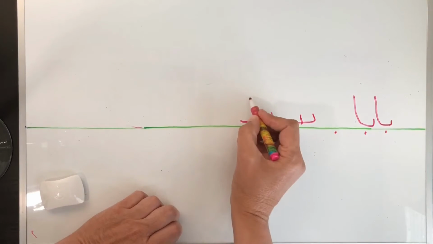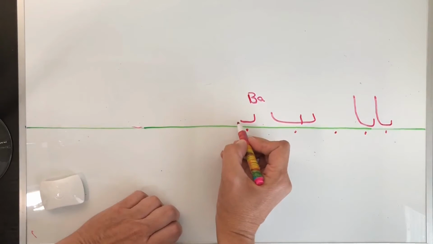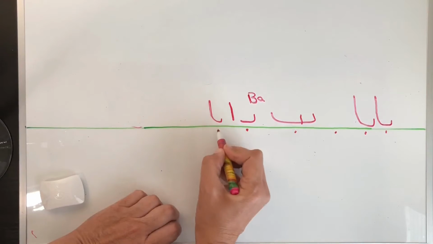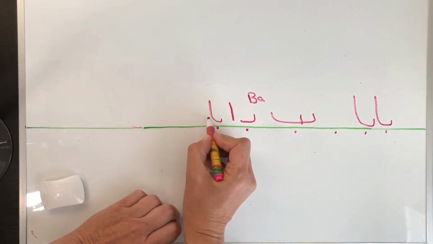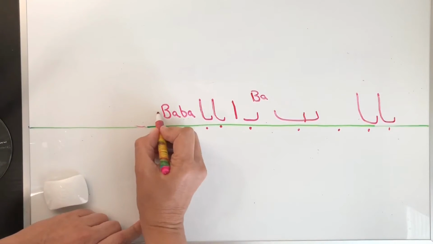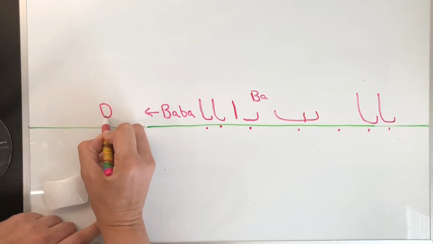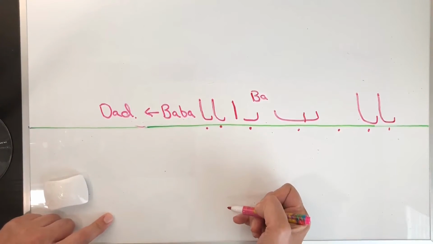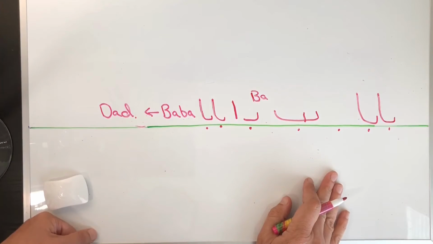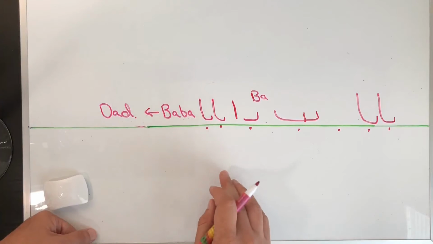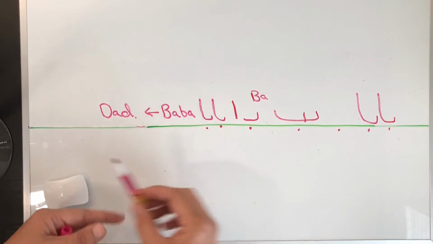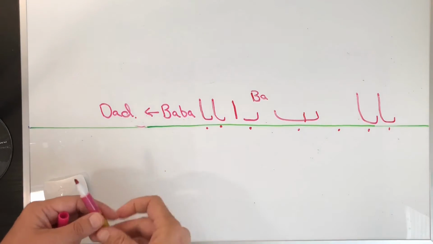Now what does Be sound like? Ba. B. And then you add Alif to it like this. So this is Ba. So when you say Baba, that means dad. It's a very sweet way of saying father, and a lot of kids in many countries, not just the Indian subcontinent, but in countries where Arabic or Persian is spoken, also call their dad Baba. So that's another word that you've learned, and you have started to conjugate words now.